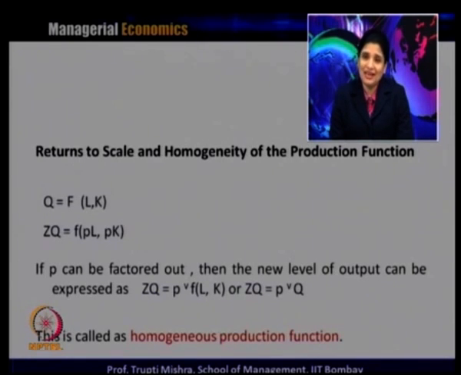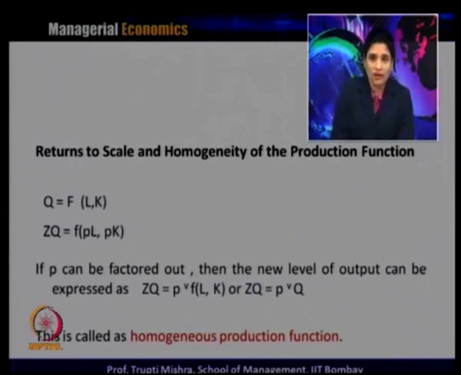So, if the value of P can be factored out mathematically, then the new level of output will be P to the power V Q, and this is a homogeneous production function. So, the degree of homogeneity of a homogeneous production function is where the parameter associated with the variable has a value which can be factored out. So, if you remember, when both the inputs are changed at the rate of P, the final outcome, that is ZQ, can also be represented as P to the power V Q. In this case, the value of V will decide what the degree of homogeneity is.